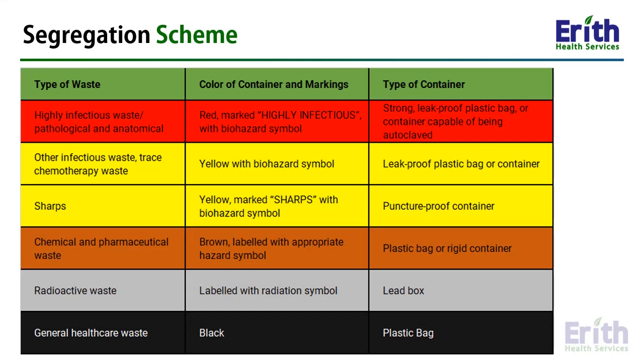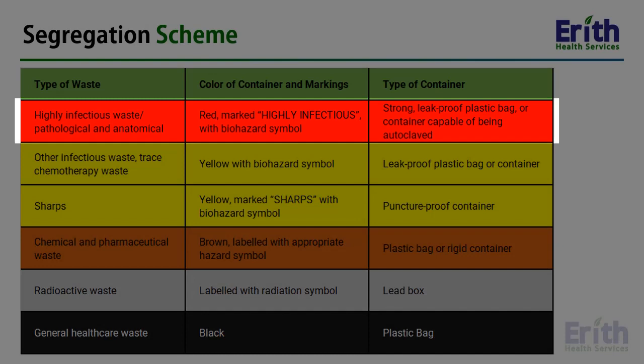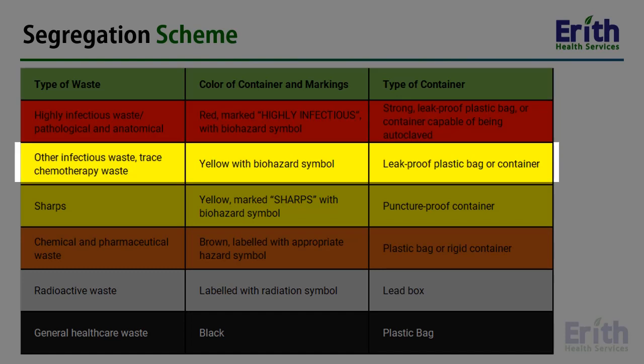Segregation scheme. We have the type of waste and the color or container that the waste must be put in. So the red color is for highly infectious waste or pathogens, any highly infectious organism, and the color code for the segregation should be red. The other infectious waste, trace chemotherapy waste, should be put in yellow with a biohazard symbol, and it should be put in a leak-proof plastic bag or container.